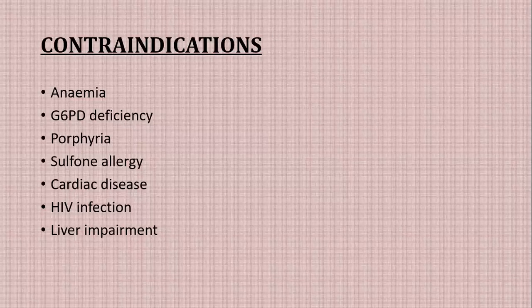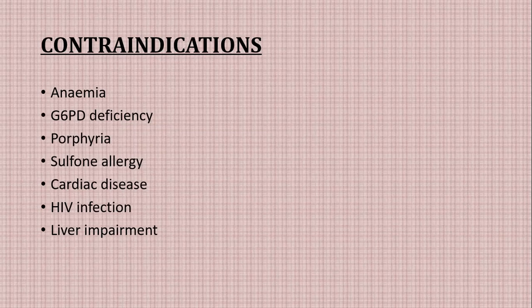Contraindications. It is contraindicated in the following conditions. Number one is anemia, because if the person is already anemic and we give dapsone to him, then dapsone metabolites such as methemoglobinemia and sulfhemoglobinemia can decrease the oxygen carrying capacity of the blood. So if the person is already anemic and the oxygen carrying capacity of the blood is also decreased due to these metabolites, it will cause serious problems.